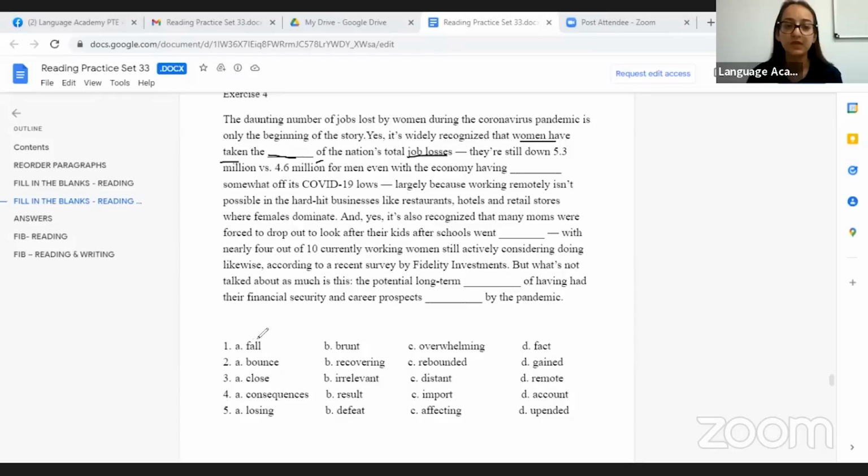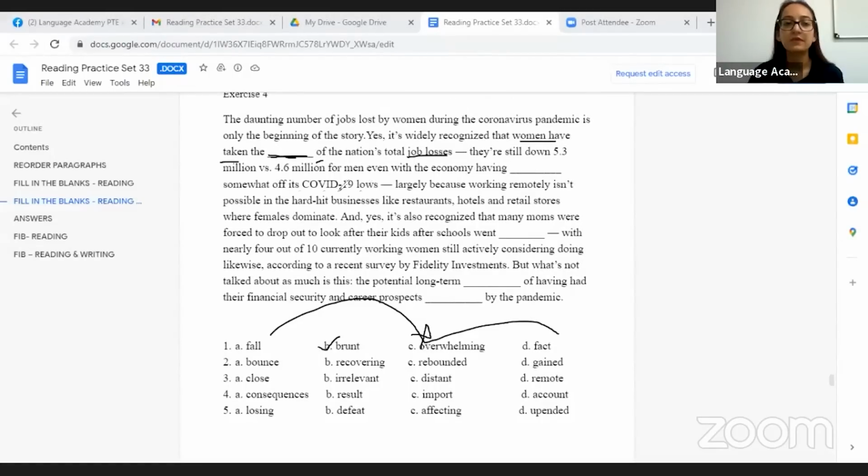No meaning out of it. Women have taken the overwhelming: it is not a noun, it's a feeling. Women have taken the fact of job losses. Again, no meaning. There's no fact of job losses that men or women can take. There was a word brunt whose meaning even I did not know, but I was very sure that this would be the answer. And this level of surety you have to have in the exam, that even if you don't know the meaning, the other three are so easy to eliminate that it doesn't make sense, needing a noun and then putting it with the wrong words.